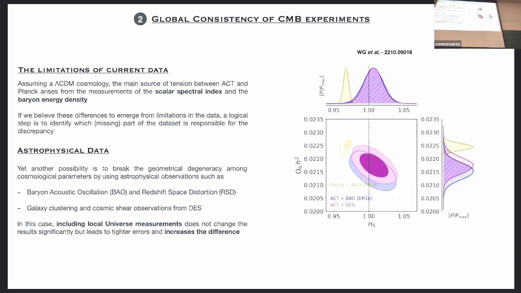Yet another possibility that we have studied is to consider astrophysical data, such as baryon acoustic oscillations, redshift space distortions, or galaxy clustering and cosmic shear observations. Nonetheless, if you do so, you just reduce error bars without shifting the general values of parameters, and this actually increases the tension. So from a data point of view, I would say that it's not clear what missing part of the data is responsible for this difference, unless, of course, we assume some observational systematics.